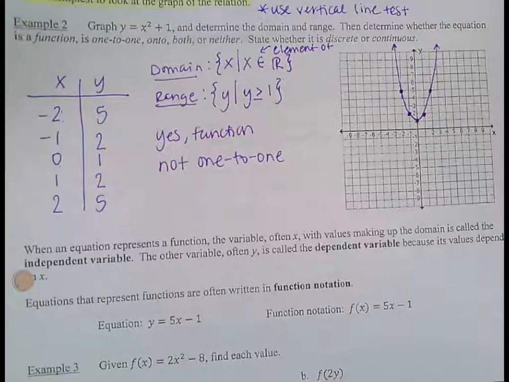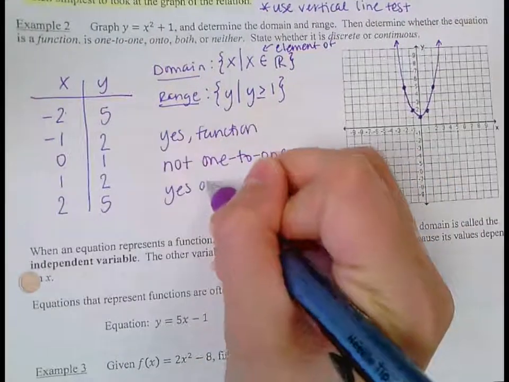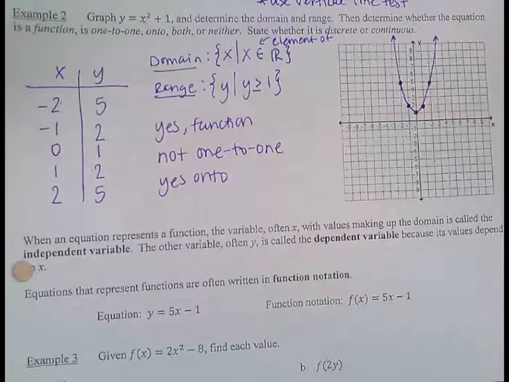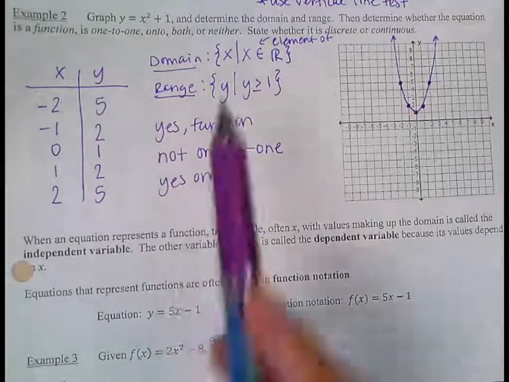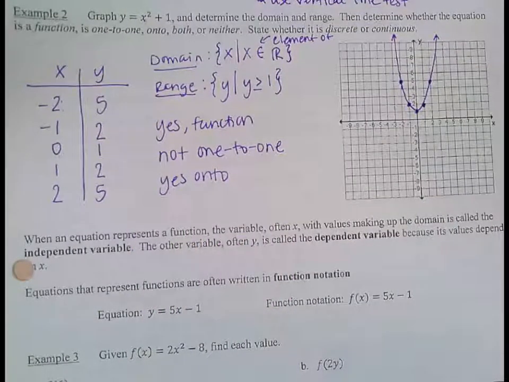And then onto, would you say it's onto? Yes. So yes, it is onto. You don't then have to say both or neither if you've already said it's not one-to-one, but it is onto. You've already answered the question.